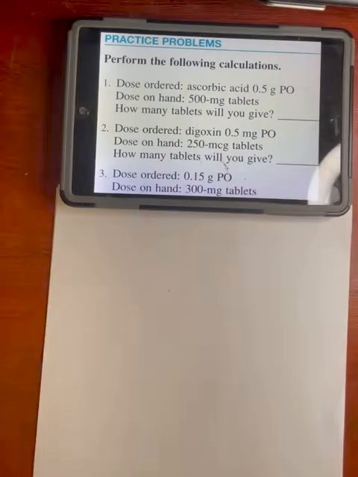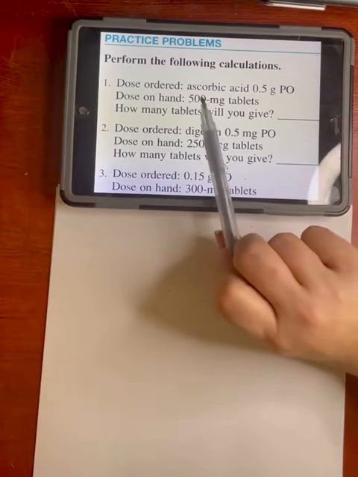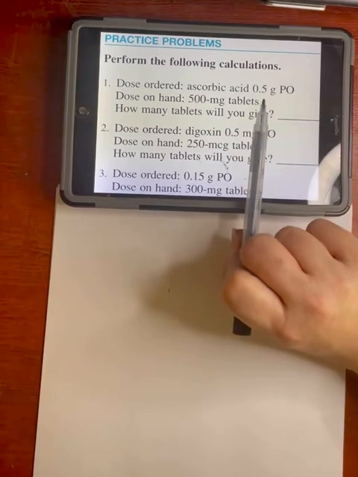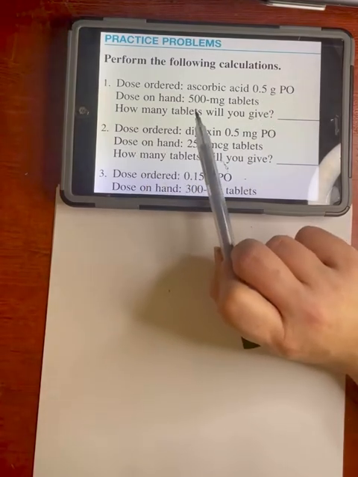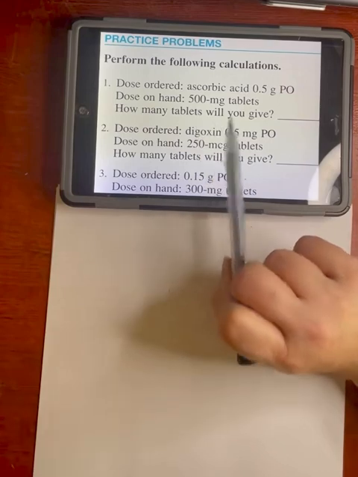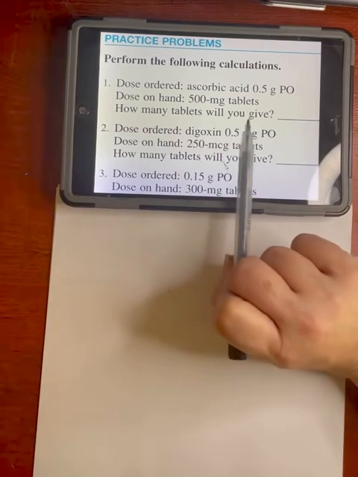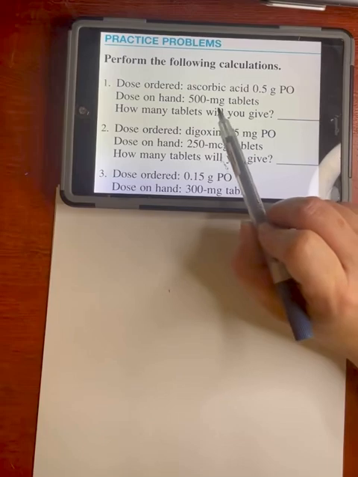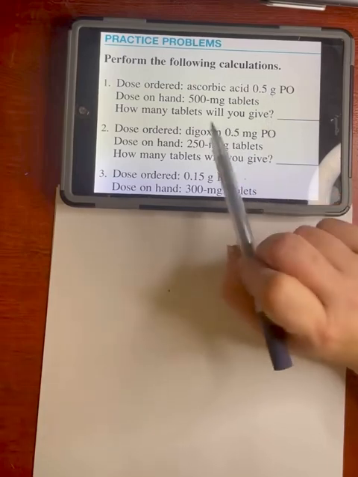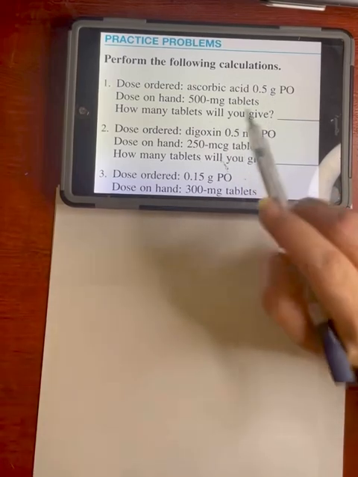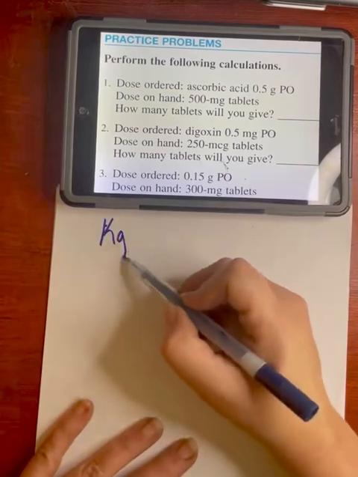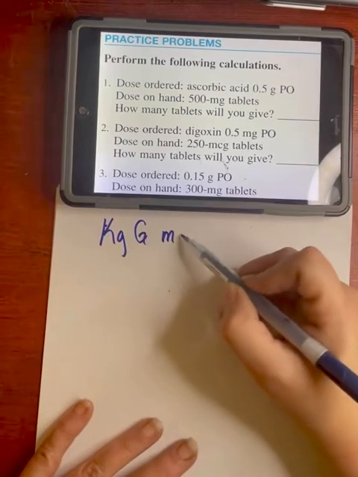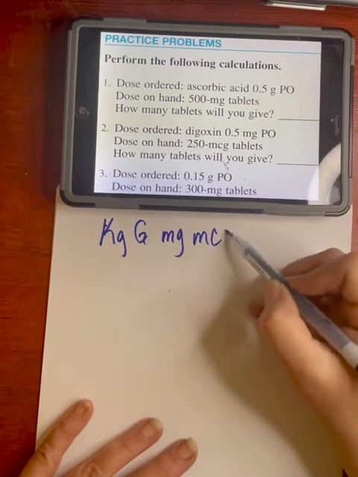Okay. So this says ascorbic acid, 0.5 grams PO. The dose on hand is 500 milligram tablets. How many tablets will you give? So you got milligrams here and grams here, and you're going to need to convert one. So I'm going to do the grams. Remember, you have kilograms, grams, milligrams, micrograms.